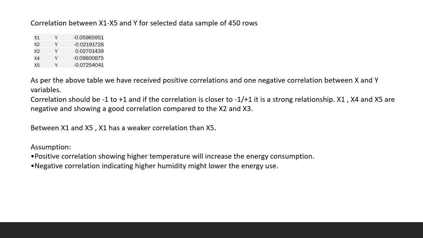As per the above table, we have received positive correlations and one negative correlation between x and y variables. Correlation should be -1 to +1, and if the correlation is closer to -1 or +1, we can consider it a strong relationship. X1, X4 and X5 are negative and showing a good correlation compared to X2 and X3. Between X1 and X5, X1 has a weaker correlation than X5.